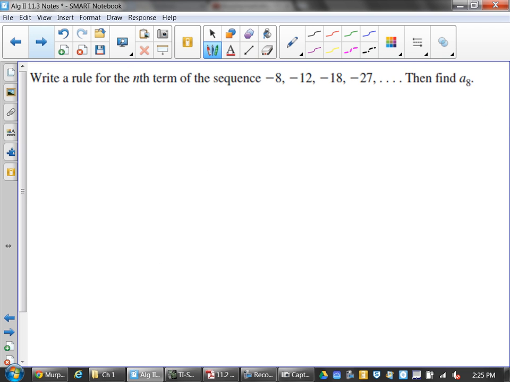We're going to write the rule for the nth term, and then we're going to figure out what the 8th term is using that rule. So we have a sequence. Our sequence is -8, -12, -18, and -27.